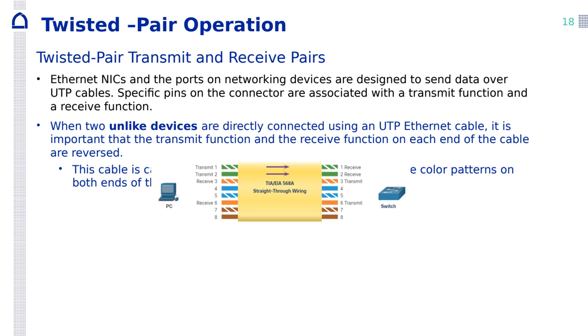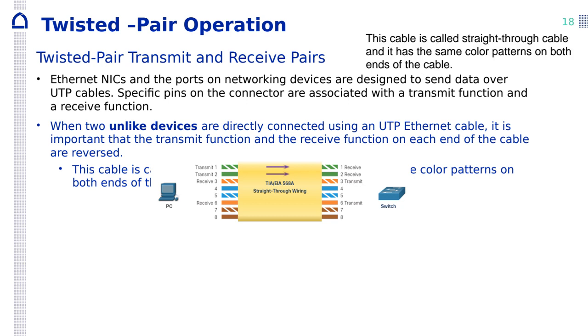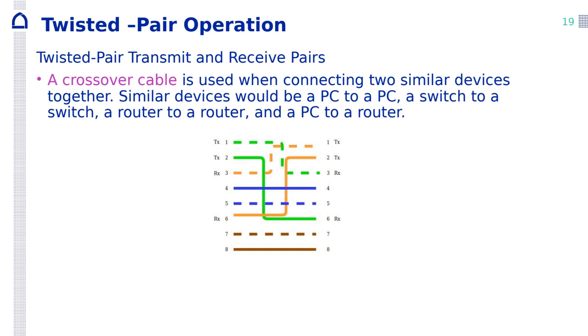Have you ever tried to connect PC to PC? Before, we used to use these cables, but now because of Wi-Fi, there are many different technologies used for transmission. So this is called a straight through cable, okay? Straight through cable. Twisted pair operation, look here please.